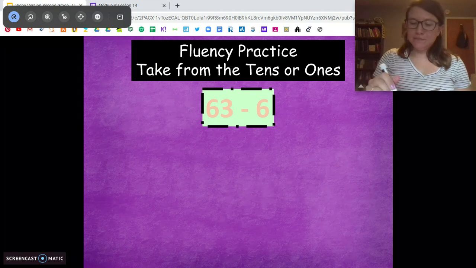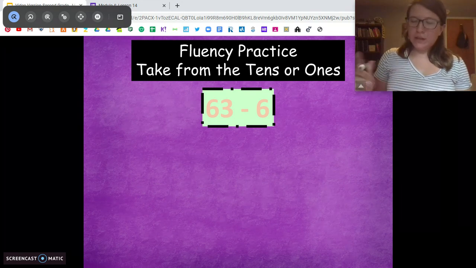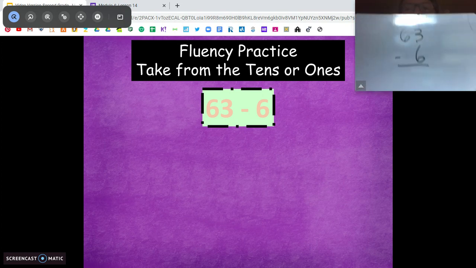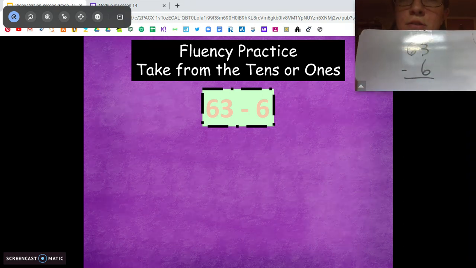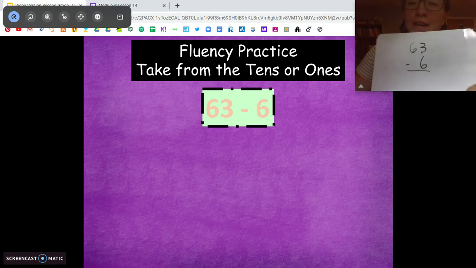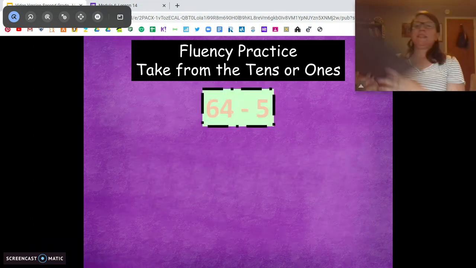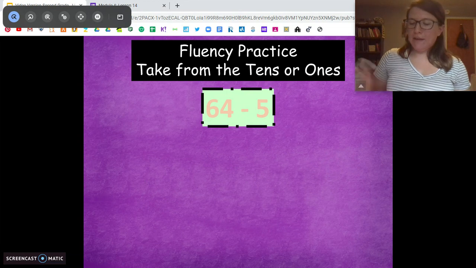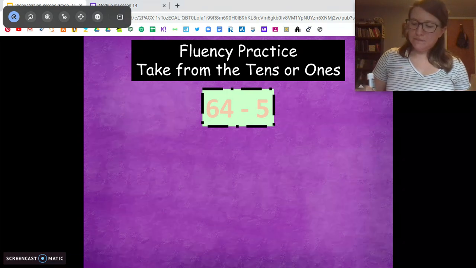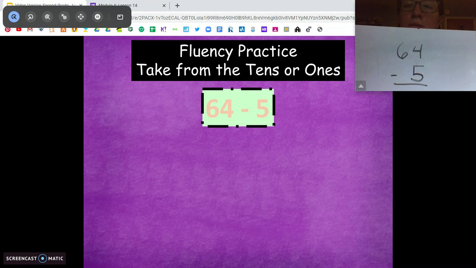Good. 63 minus 6. I'll write it in vertical form for you. You can write it on your paper. Can we take from the ones or do we have to take from the tens? Yeah, we gotta take from the tens. 64 minus 5. What do we have to do?